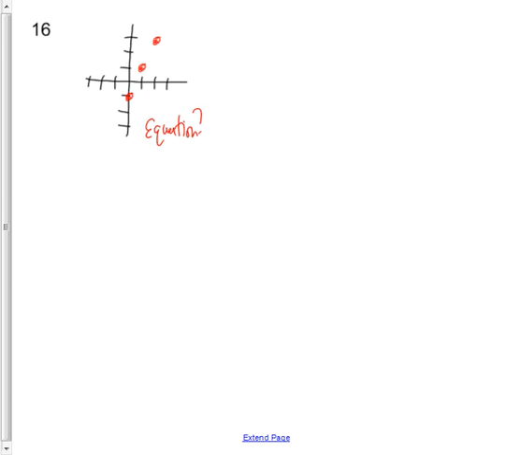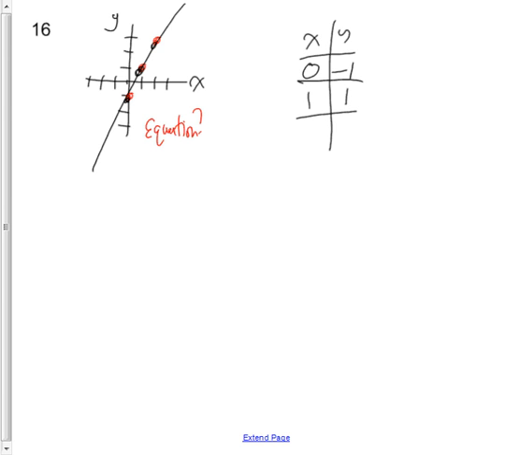Question 16 is asking you for the equation of these 3 points. So they form a line. We can see that. All we have to do now is figure out what is the linear equation for that. So I'm going to make a table of values. Remember, this is my x-axis, and the up-down one is called your y-axis. So for the first point right here, my x coordinate is 0, and my y value is -1. For this one right here, my x value is 1, and my y value is 1. And for the third one, my x value is 2, and my y value is 3.